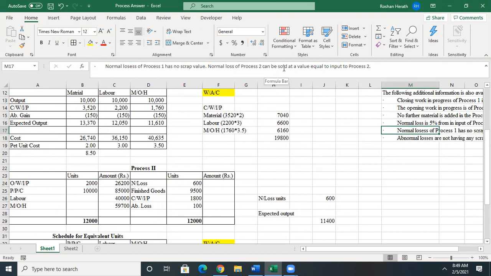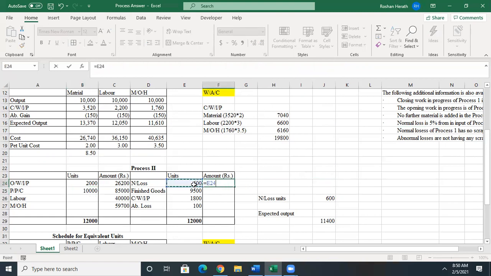Normal loss of process 2 can be sold at a value equal to the input to process 2. The total input should include any opening work in progress. No. So we may consider this 8.5. So value them at 8.5. 600 into 8.5, 5,100.